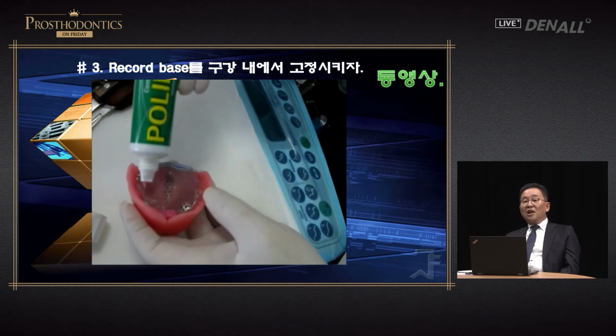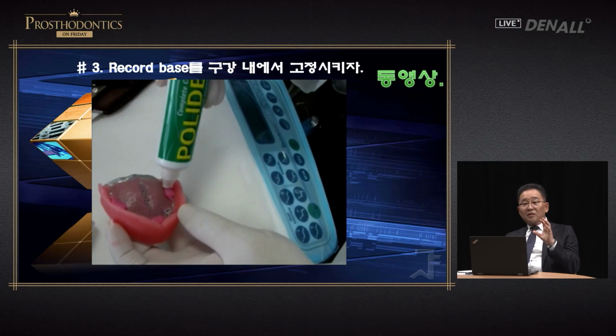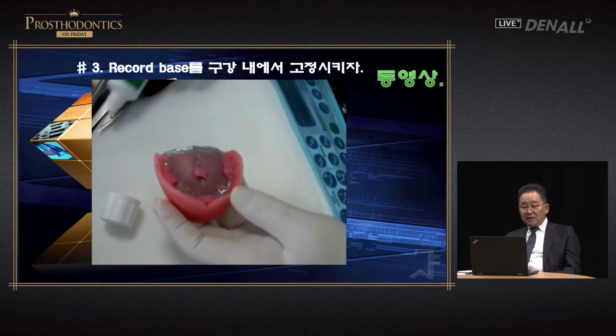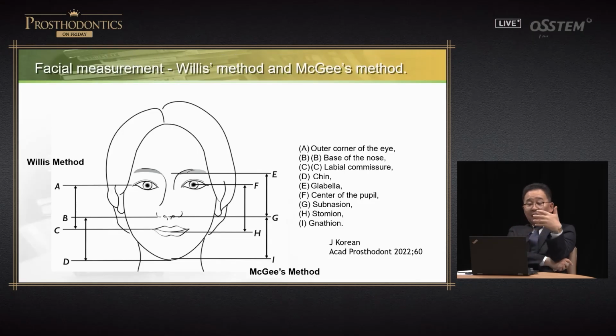You need to do all you can, and with the record base fixated, you need to register the upper and lower bite to get good results. Fourth, extraorally, you need to apply the theories of Willis and McGee. This is something we already know. At the very top, there's two lines. This one and this one are the same.